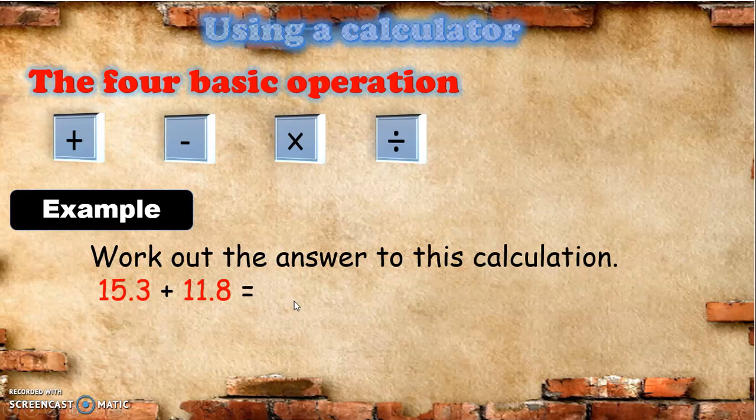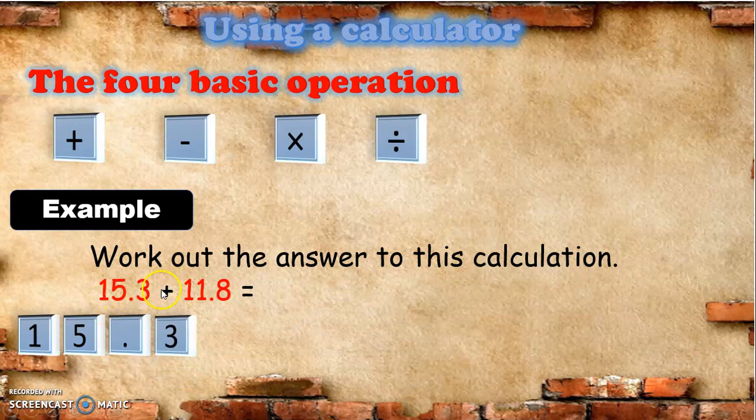So if you are using a calculator, you need to press the numbers one by one. The first one that we need to press is 1. Next, let us press the 5. And next, of course, do not forget the point, and then the 3. Okay, so we complete the first given.